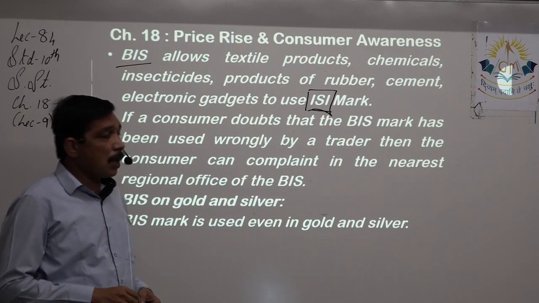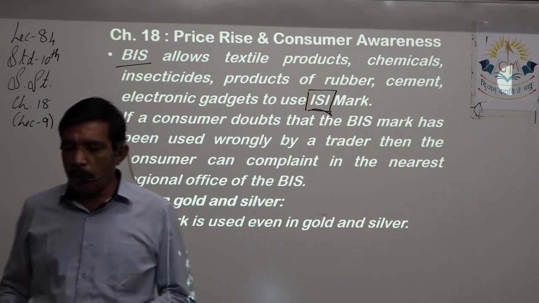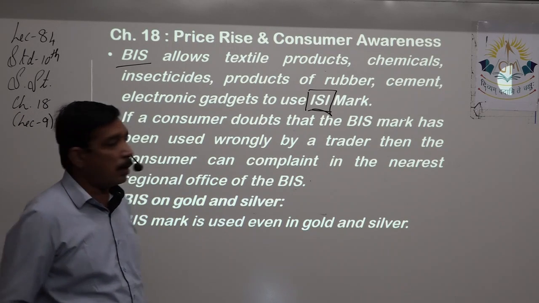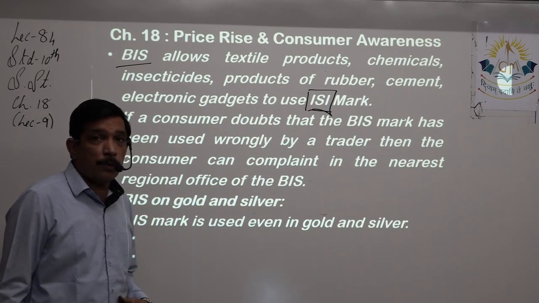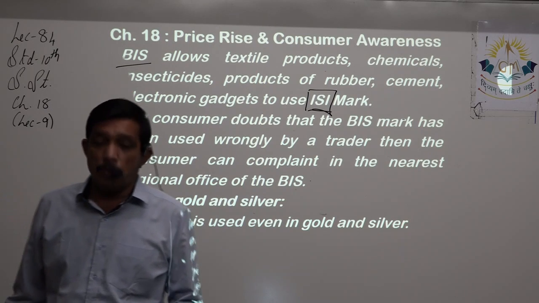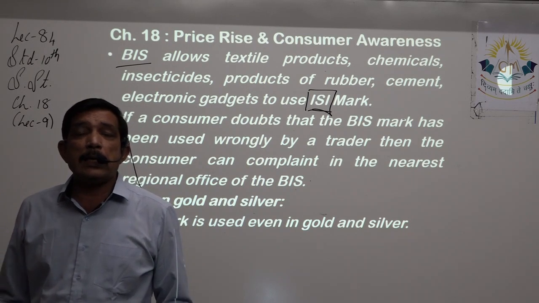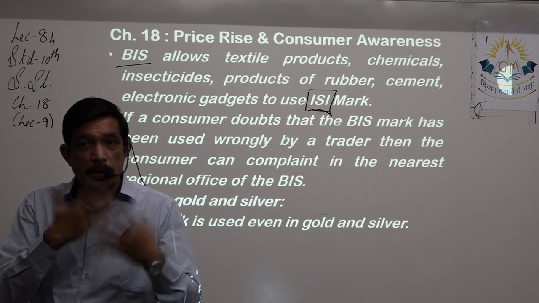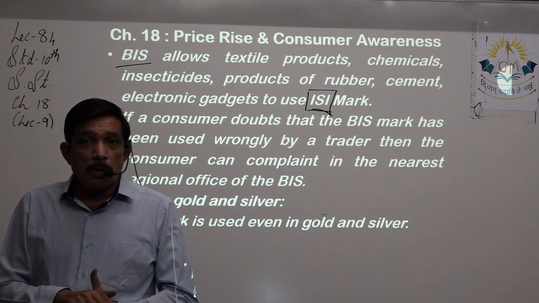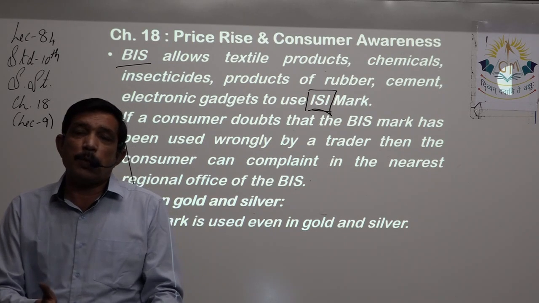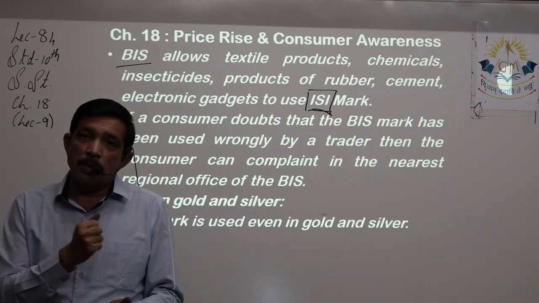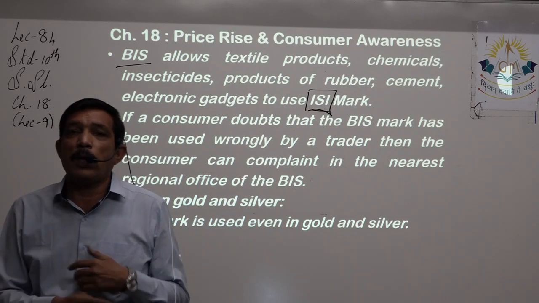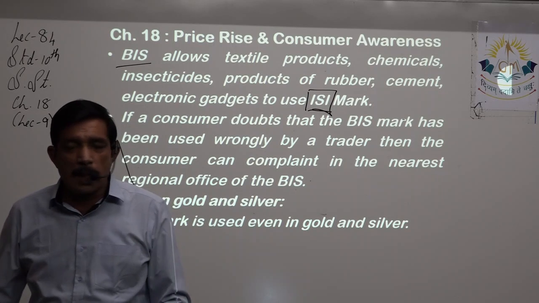If a consumer doubts that the BIS mark has been wrongly used by a trader, then the consumer can complain to the nearest regional office of the BIS. If you think that just in order to cheat people, he is just printing that ISI mark. It happens many times, right? Since so many items are lying there with the mark, he thinks my item is also lying there, so he puts the ISI mark on. Yes, so people are going to believe this is a good item and they will take a fake item, right? It can happen.